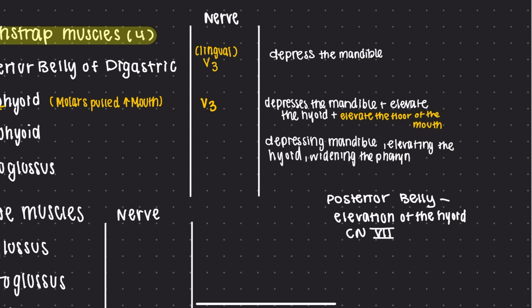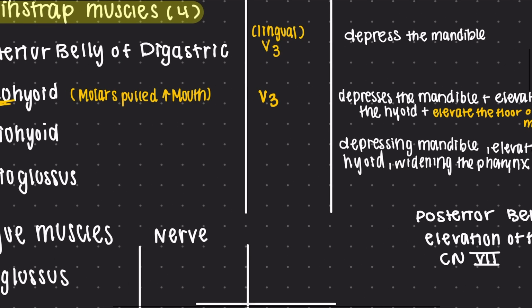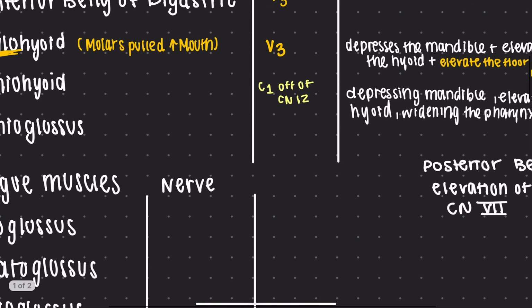and finally it'd be widening the pharynx, because you're opening your mouth. And that's going to be, this is kind of a weird one. It's going to be innervated by cervical spinal nerve 1 off of cranial nerve 12. It's hypoglossal. Okay.